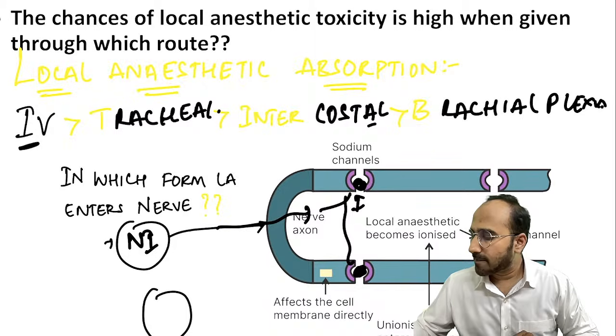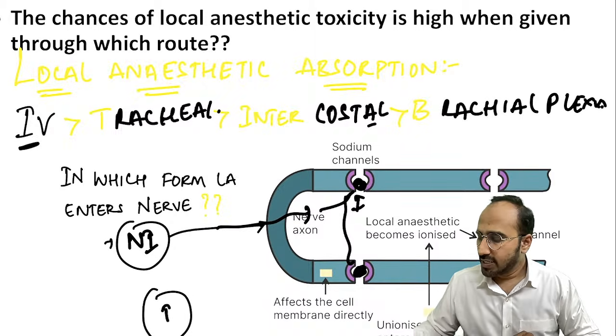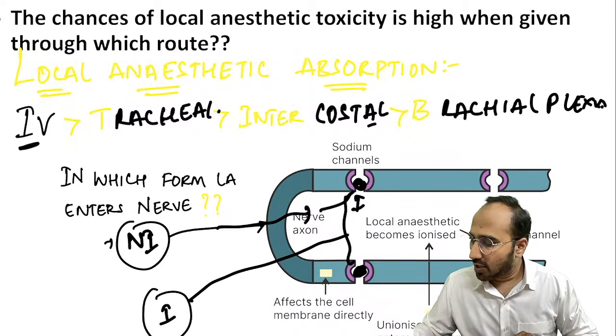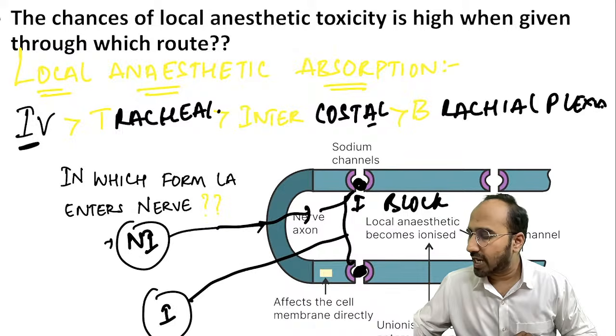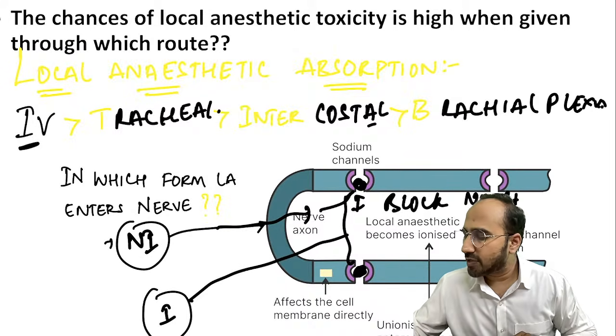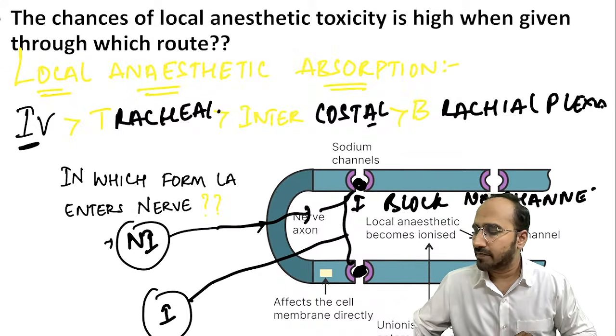It goes and blocks the sodium channel. So remember, which form is entering the nerve? Non-ionized. And the ionized form blocks the sodium channel. The main mechanism of action of local anesthetic is blockage of sodium channel.